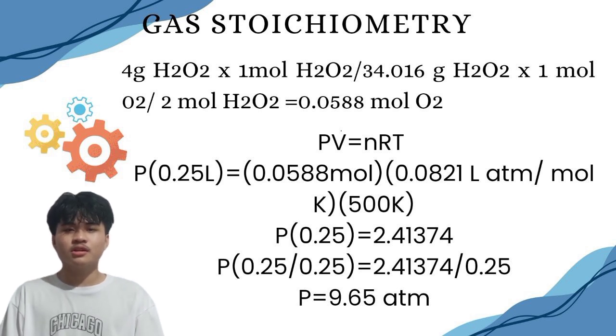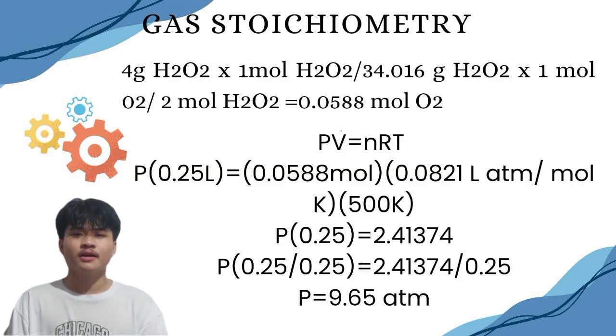With the moles of oxygen determined, we can now use the ideal gas law to determine the pressure. So for our formula, it is PV equals nRT. The volume 250 mL is equal to 0.25 in liters. And temperature 500 Kelvin is already given to us. And R is equal to 0.0821 and it is constant. And so for n, it is 0.0588 which we solved.